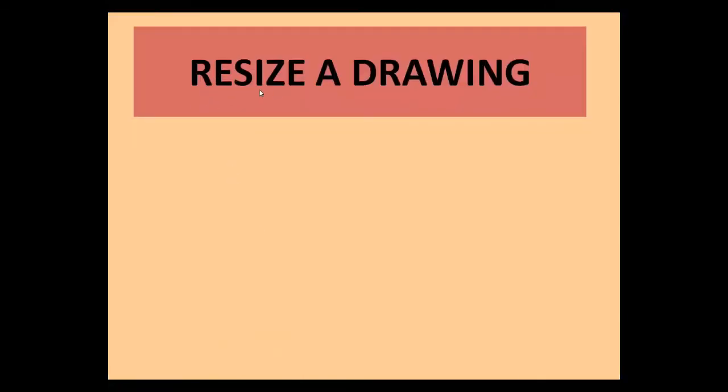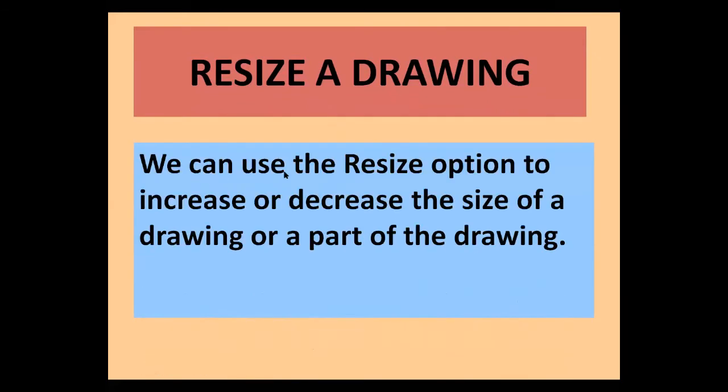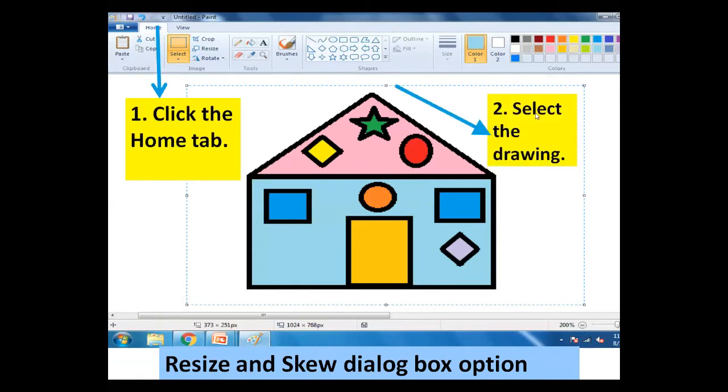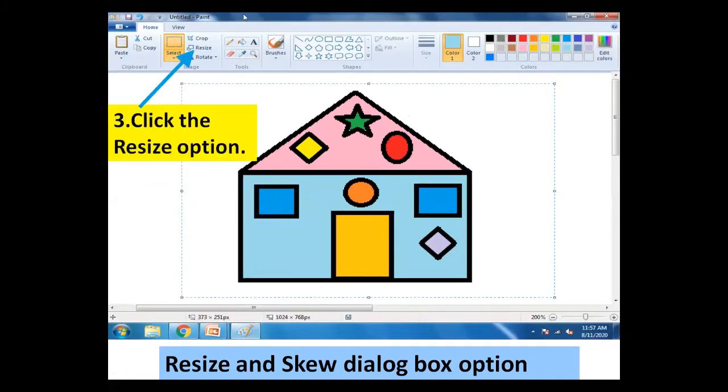Now we learn about how to resize our drawing. We can use the resize option to increase or decrease the size of a drawing or a part of the drawing. So we use resize option to increase or decrease the size of a drawing or a part of a drawing. So the steps for resize of image are: first, click on the home tab. Second step is select the drawing. Third step is click the resize option.